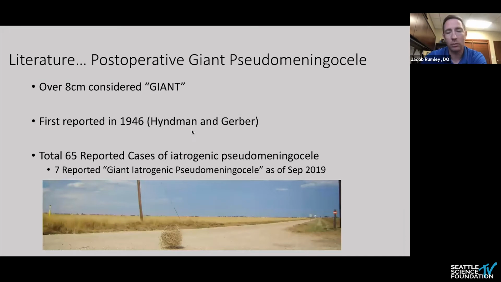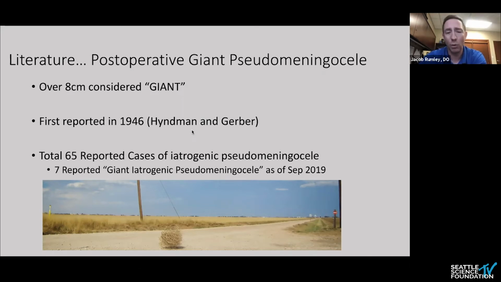So when do they matter? Well, if they get big. If they get big, they're probably going to matter. So a 8-centimeter pseudomeningocele, that's considered a giant pseudomeningocele. I don't think a lot of orthopedic spine surgeons have seen a lot of giant pseudomeningocele, but they've been reported. They've been around. We've known about them since 1946, but only 7 of them have been reported on in the literature. So if you do see it, what do you do? Nobody really knows.